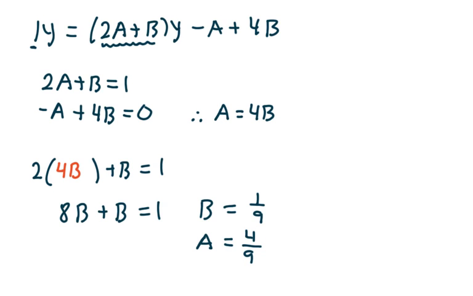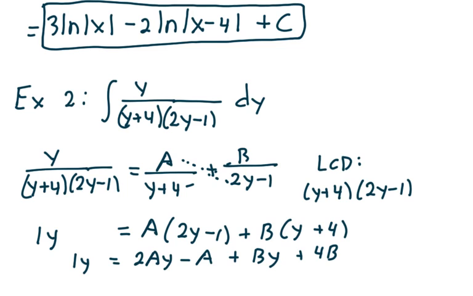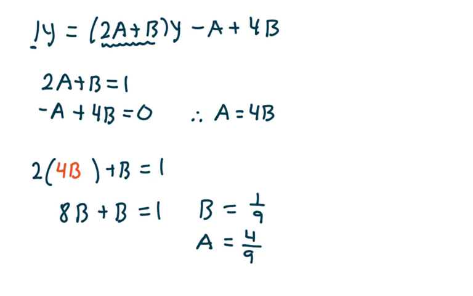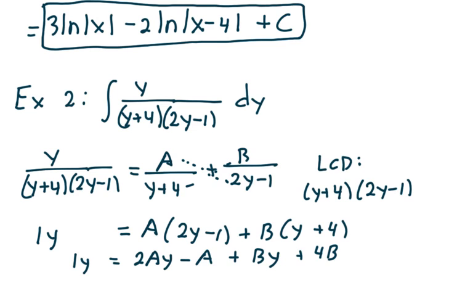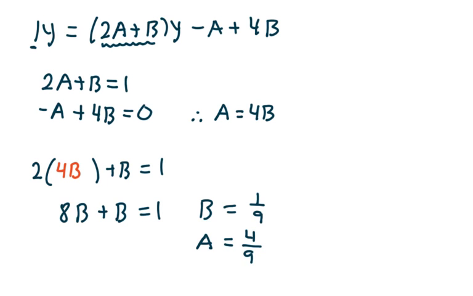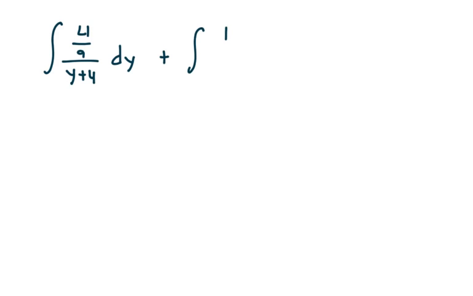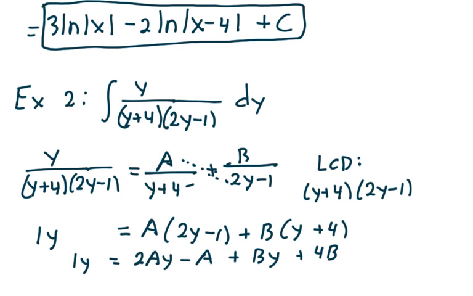And I'm in business because I broke apart this fraction into two other fractions that I know how to take the integral of. So now A was 4/9. So I'm going to get the integral of (4/9) over (y + 4) dy. And then I'm going to add 1/9 the integral of that over (2y - 1).